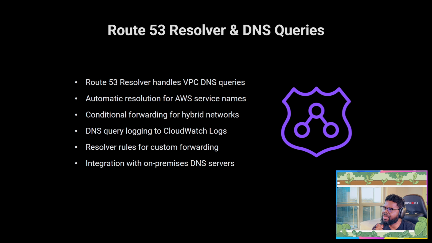Route 53 Resolver and DNS queries. Obviously, internally in AWS, you basically have resolvers, right? Resolvers are things that can actually tell you how to resolve queries, especially when you are inside a VPC where you're using a private hosted zone. All we have seen is the public hosted zone, but there's also the private hosted zone, and for that, in most cases, you are trying to resolve private things, right? Things that are private within your network, and that's where Route 53 Resolver comes in.